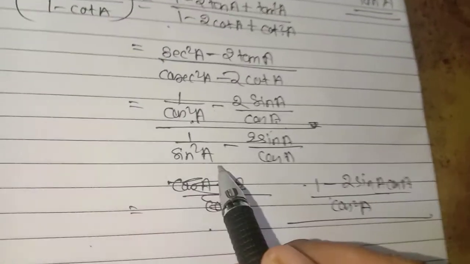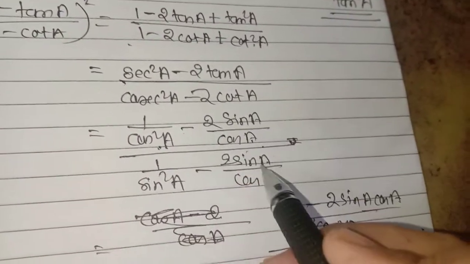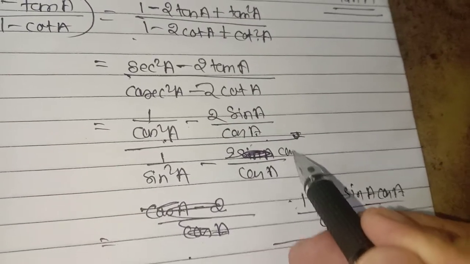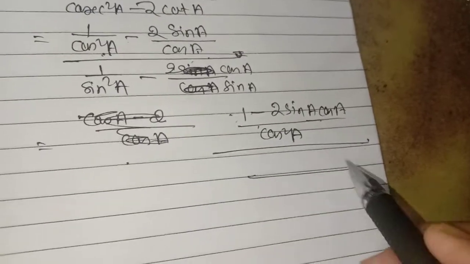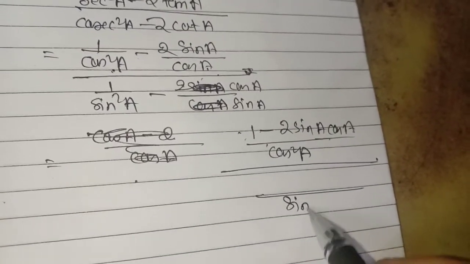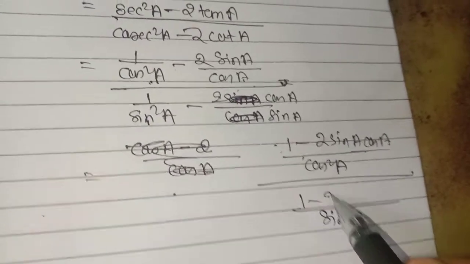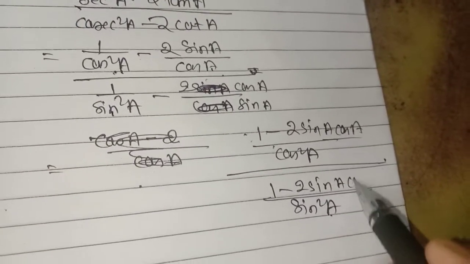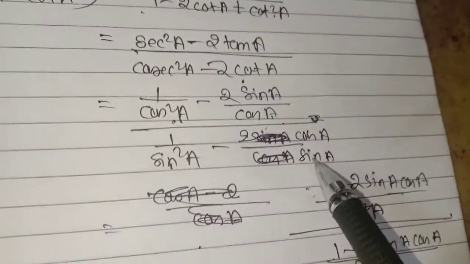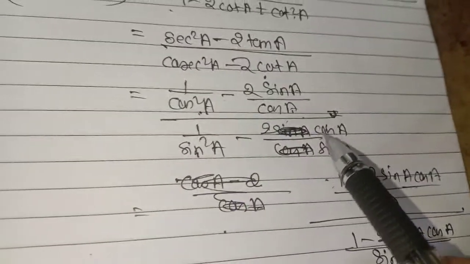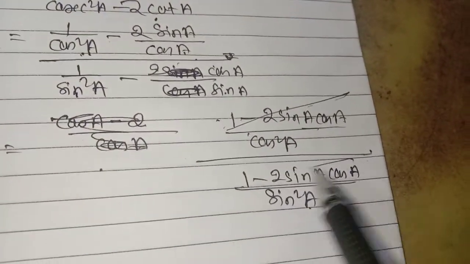Same way here also it is cot. So it is what? Cos A, and here it is what? Sin A. So I will take sin square A as an LCM. So sin square cancels. It is 1 minus 2 sin A cos A. It is actually cot. So cot is what? Cos upon sin. I have written mistakenly sin upon cos. So change it. Now can you see that the whole term will be cancelled here?